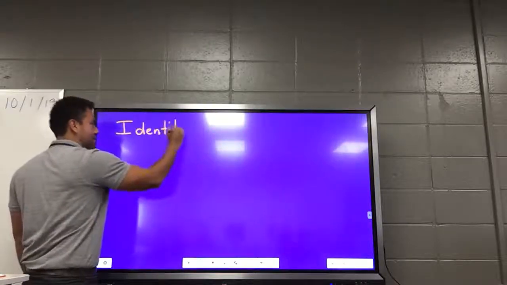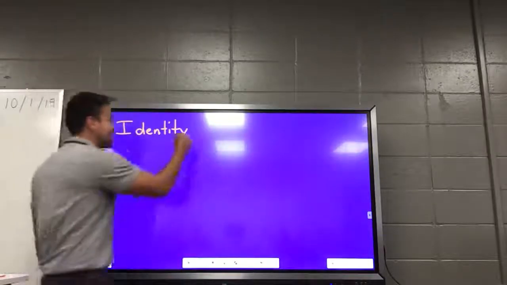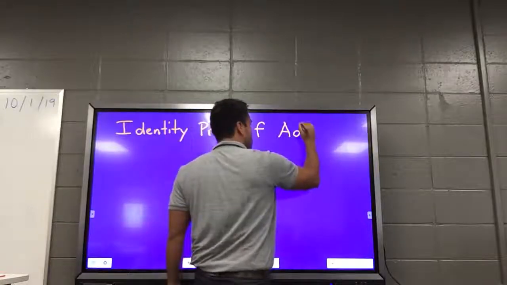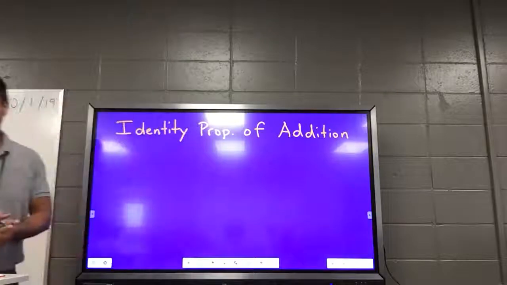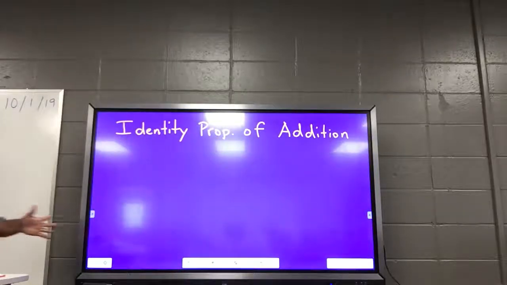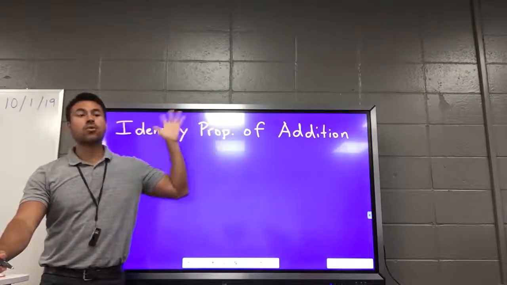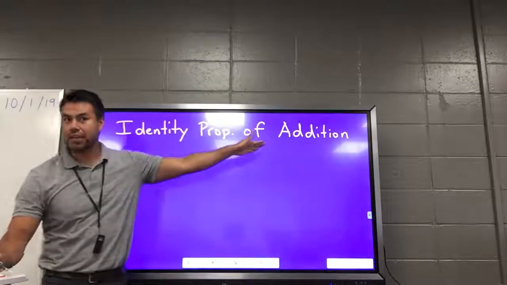Identity. Oh, I like these. These identity properties are like my favorite. Identity property of addition first, and then we'll do the identity property of multiplication. All right, identity. The key word I want you to get is identity. What do I mean by that? When you have a number and you add a certain number to it, you're going to keep the identity.